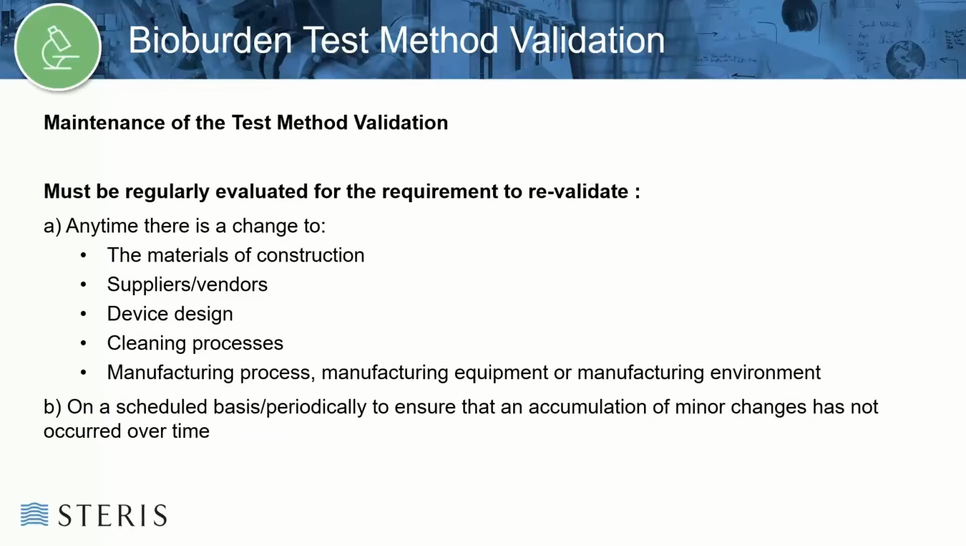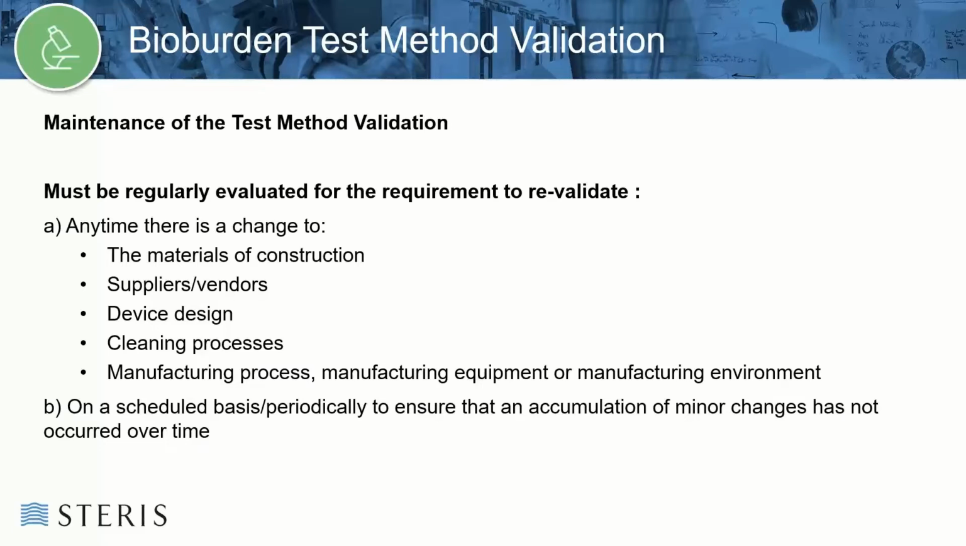Once established, the maintenance of the test method validation for a device must be regularly evaluated for the need to revalidate. In this regular review of method validations, manufacturers should assess whether changes in the material or construction of the device could affect the validity of the test method. Changes in suppliers or vendors, changes in device design, changes in how the device is cleaned, including changes in cleaning solutions, or changes to the manufacturing process, equipment, and environment. All of these should be assessed with regards to impact to the existing method validation.